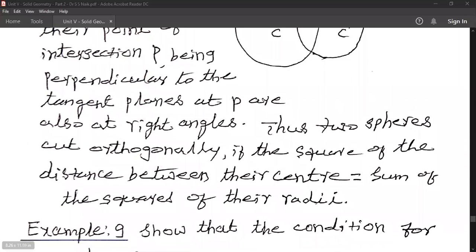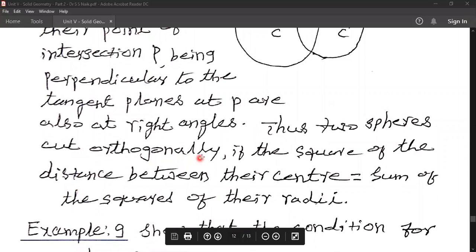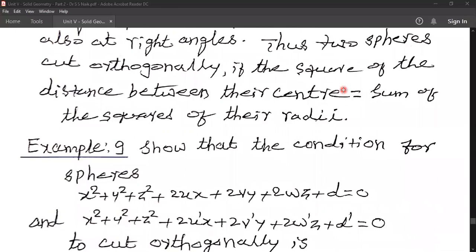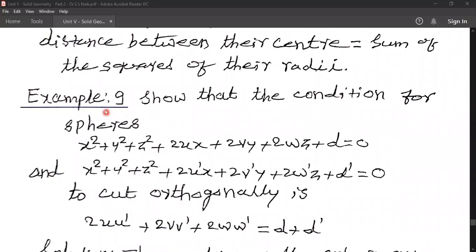Thus, two spheres cut orthogonally if the square of the distance between their centers is equal to the sum of the squares of their radii. That means C dash square is equal to R square plus R dash square. So again, we'll find an example on this.